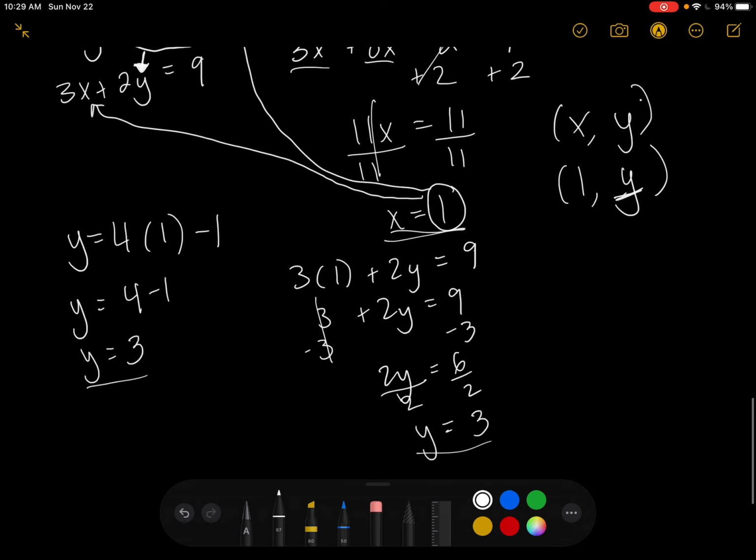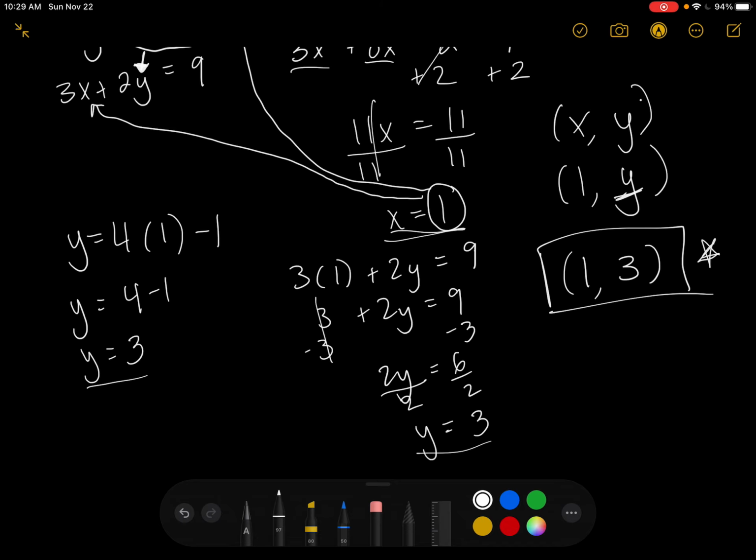So you can see I got y equals 3 no matter which equation I chose to plug it into. But now I also have my answer. X is 1, y is 3. That's my point. This is the point where these two lines intersect. Okay, so if you're going to graph it, this is what you should get.